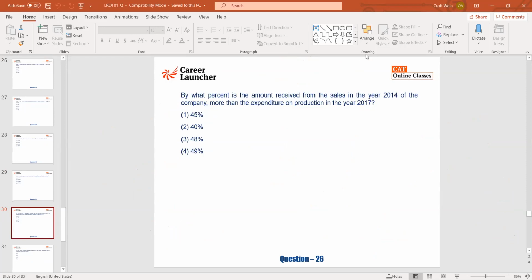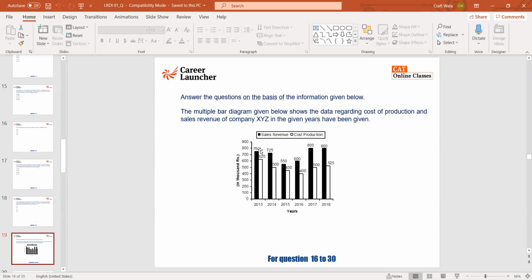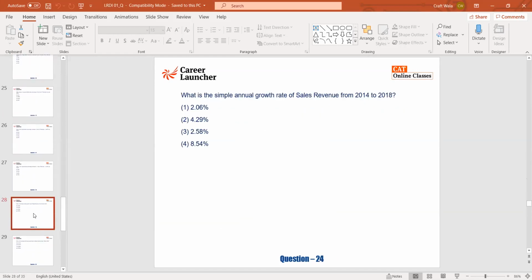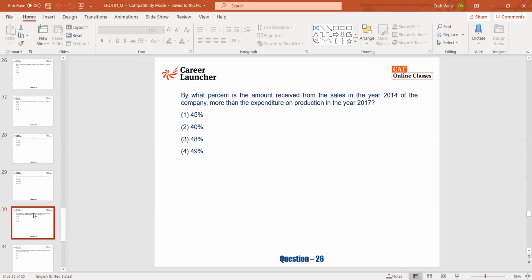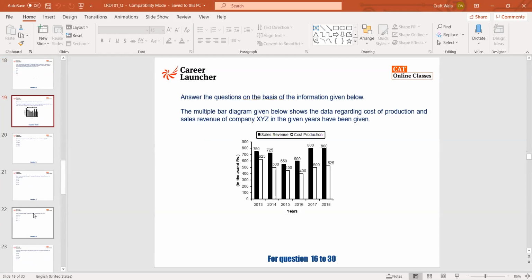By what percentage is the amount received from sales in 2014 more than 2017? So 14 is how much more than 17? 14 is 725. Wait a second, the question was expenditure on production. Sorry, I have to compare with production of 17. So 725 and this is 500. So this is around 45% more.